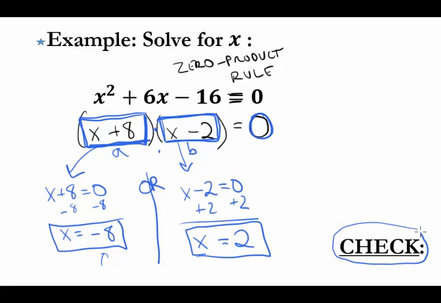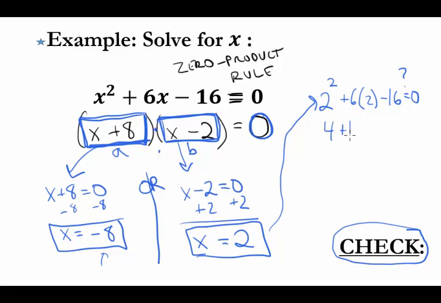This is important. It's important to check one's work. So let's just do it for x equals 2 really quickly. If x is 2, is it true that 2 squared plus 6 times 2 minus 16 equals 0? This is my check. That's 4 plus 12 minus 16. Is it equal to 0? Yeah, you bet it is, right? That's 16 minus 16. So 2 checks out, and you can do the same with -8.